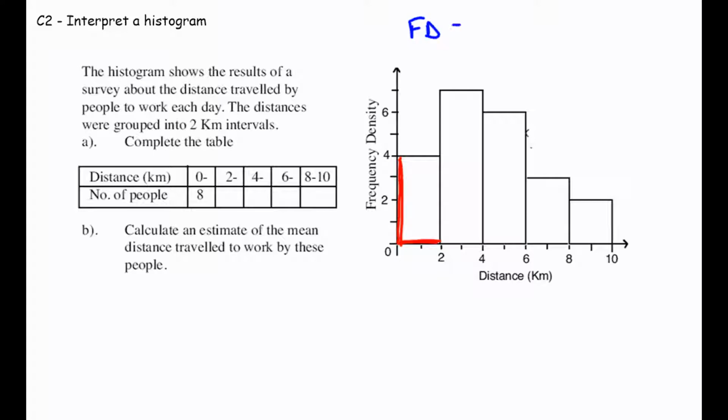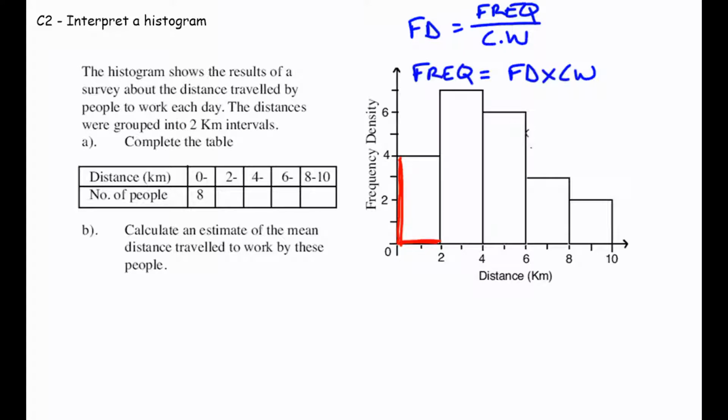If the frequency density equals the frequency divided by the class width, I want to rearrange this to make the frequency the subject. So that means that the frequency should equal frequency density times class width. All right, so all of this is bounded in the fact that the area represents the frequency. If you can remember that, we should be able to work through these quite nice and swiftly.